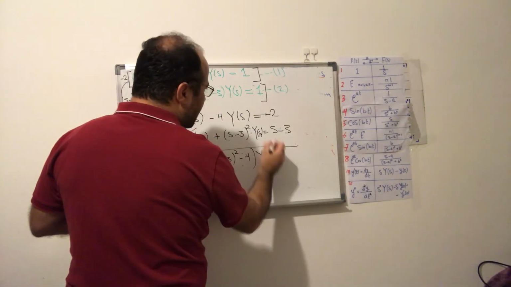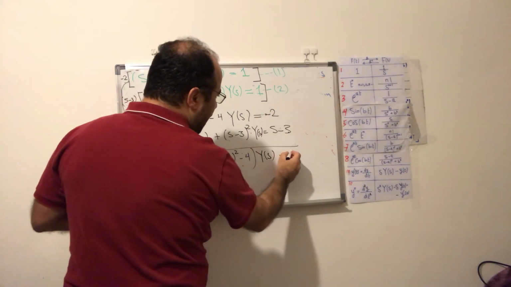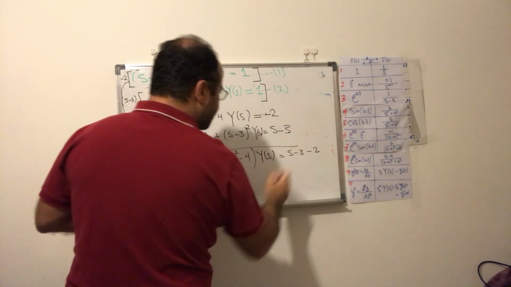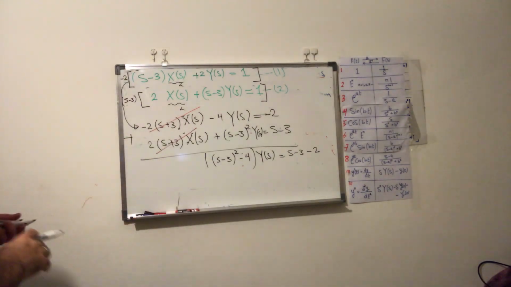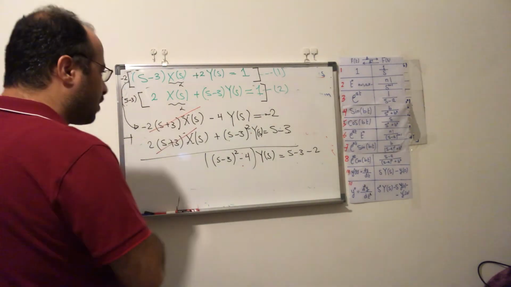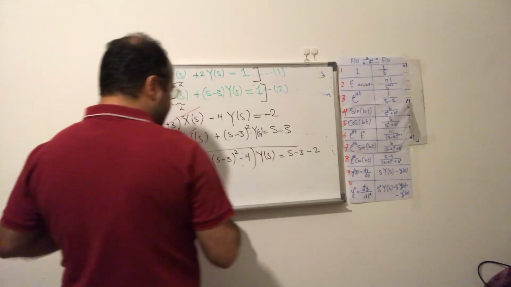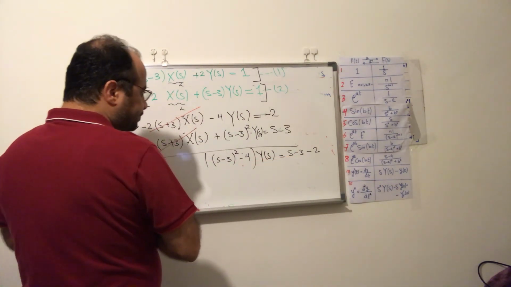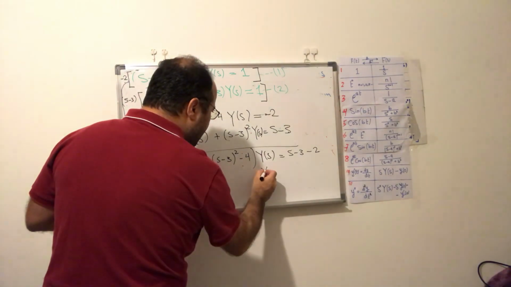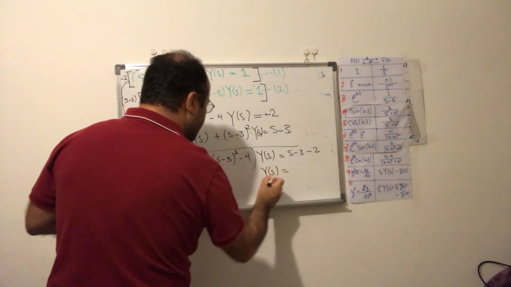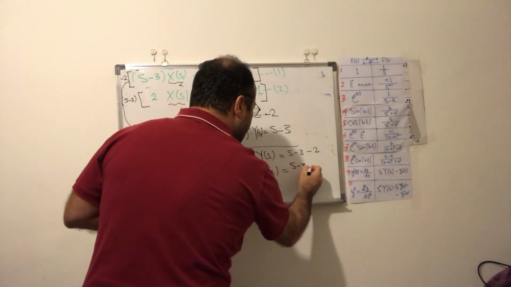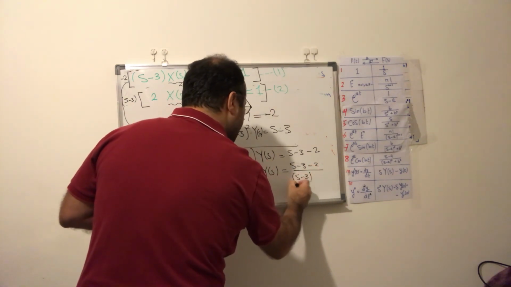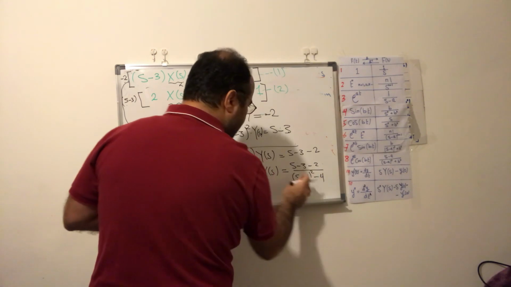Now on the other side, I'm gonna keep it s minus 3 and minus 2. There is a reason why I'm keeping this. I will tell you later why. You will discover that after the next step. Now if you are looking for y big of s, then it is s minus 3 minus 2 over s minus 3 squared minus 4, right?